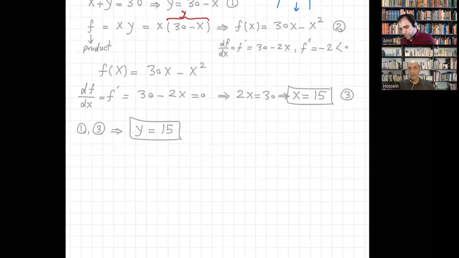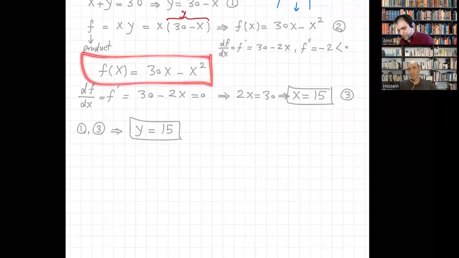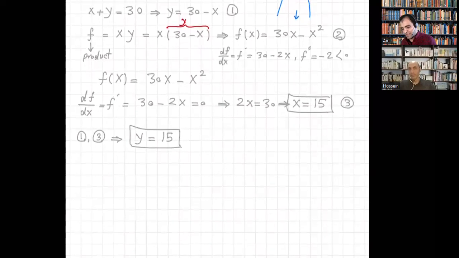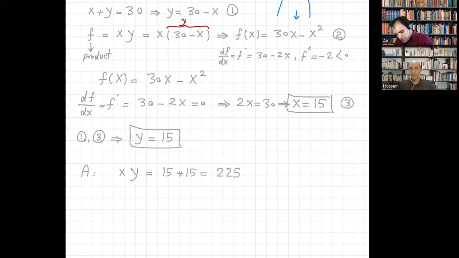Yes, 225 is the maximum. I can do that, or I can simply put it inside this function, because in the context of f of x, we can also do that. Either the first approach, I call it approach A, is x times y, so 15 times 15 is 225, correct?